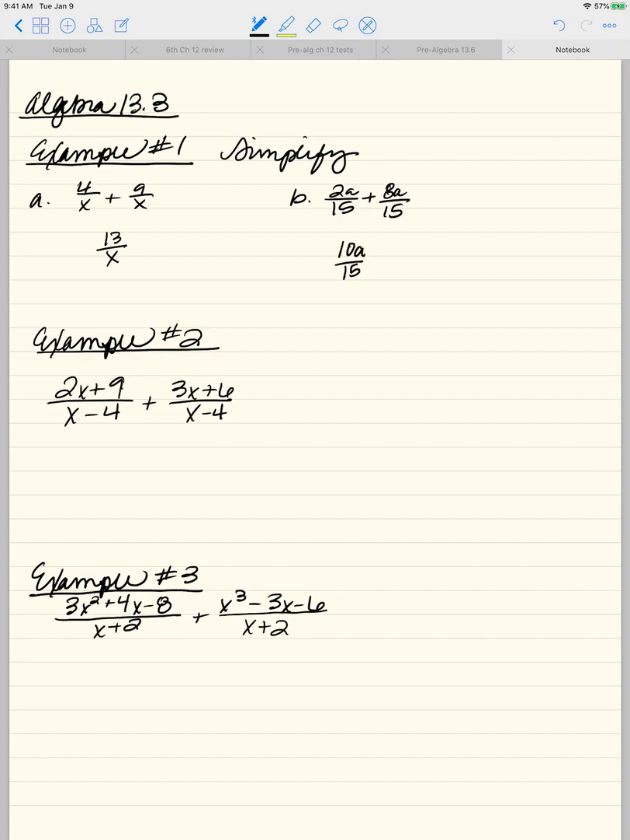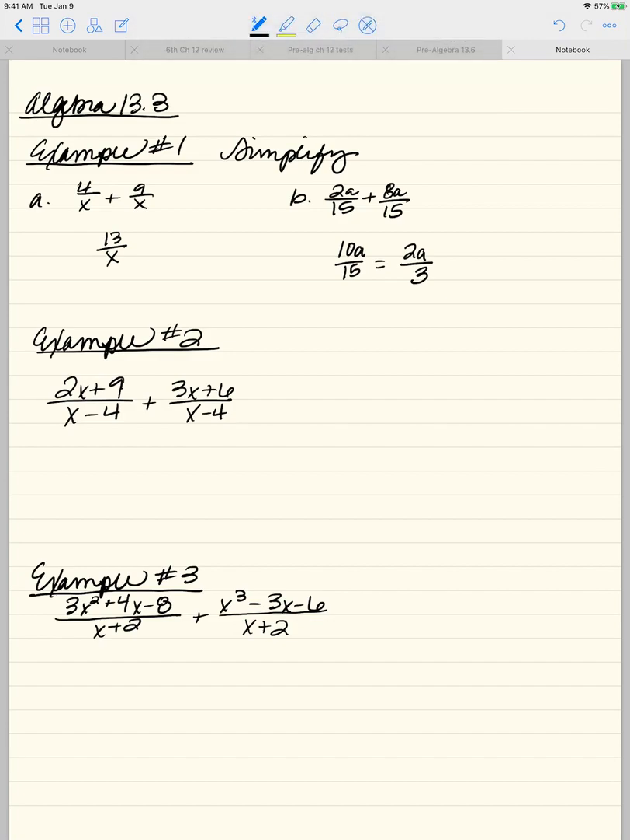I am not done yet because that is not simplified. Both 10 and 15 are divisible by 2, so that's going to be, no, they're not divisible by 2. They are divisible by 5. 10a, so 10 divided by 5 gives me 2a. 15 divided by 5 gives me 3. Okay, so 2a over 3 is the answer to that one.